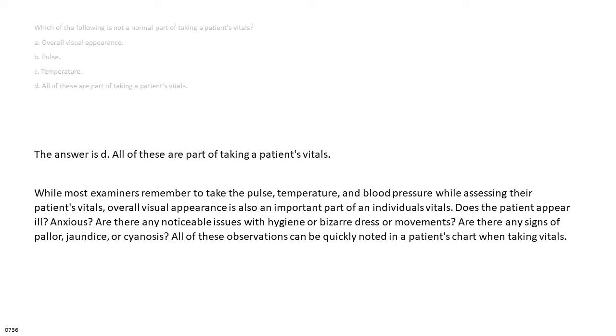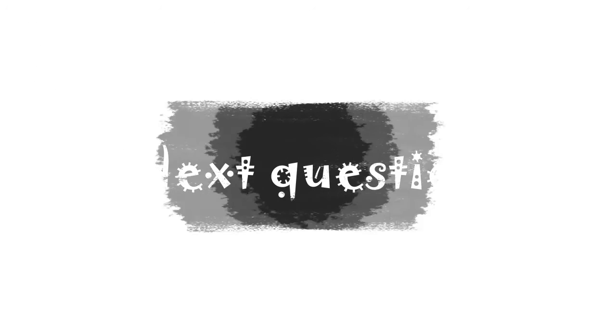While most examiners remember to take the pulse, temperature, and blood pressure while assessing their patient's vitals, overall visual appearance is also an important part of an individual's vitals. Does the patient appear ill? Anxious? Are there any noticeable issues with hygiene or bizarre dress or movements? Are there any signs of pallor, jaundice, or cyanosis? All of these observations can be quickly noted in a patient's chart when taking vitals.